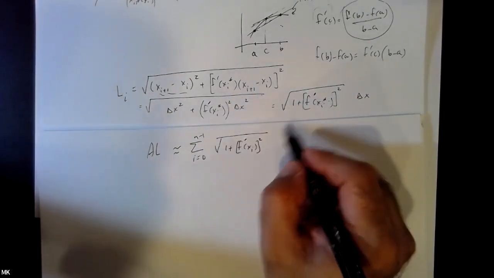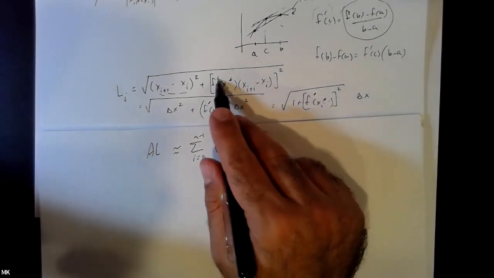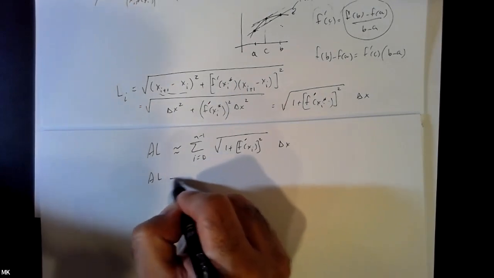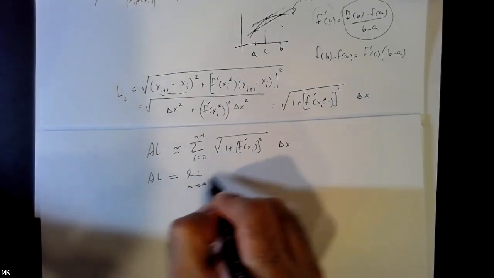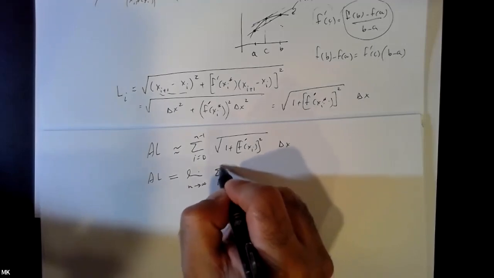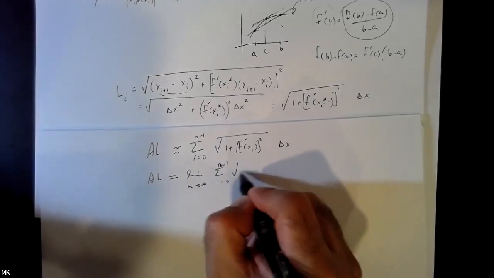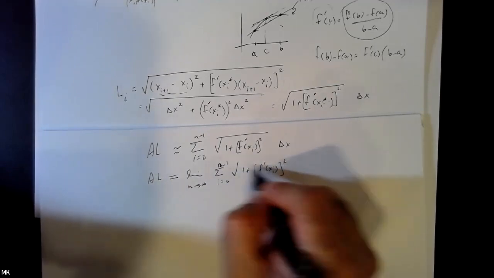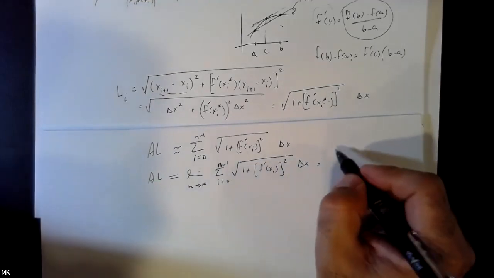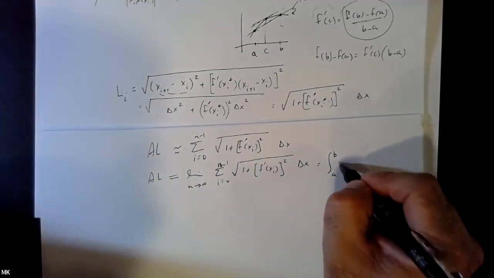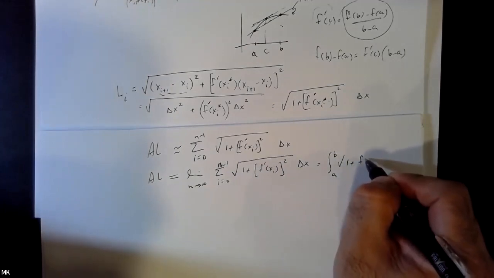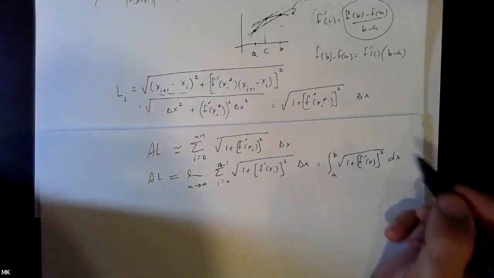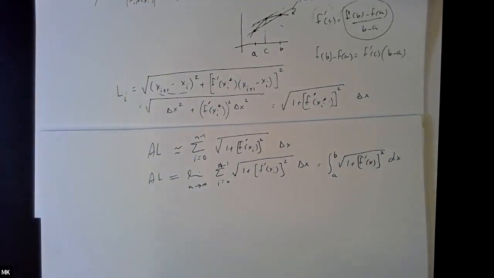please note the change. I put a prime here and here. This is supposed to be a prime. I just forgot the prime. Times delta x, and then the arc length is exactly the limit as n goes to infinity of this sum, and this is the definition of the integral. That's the integral from a to b of the square root of 1 plus f prime of x squared dx. And that's really the formula you need to remember.